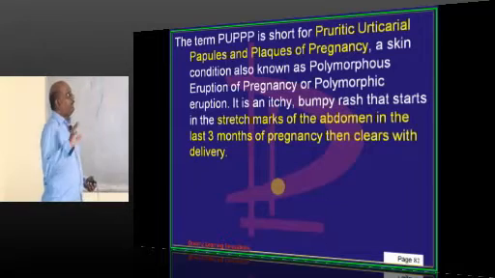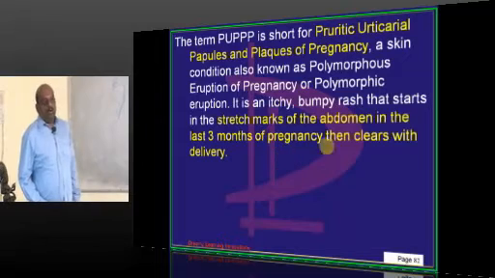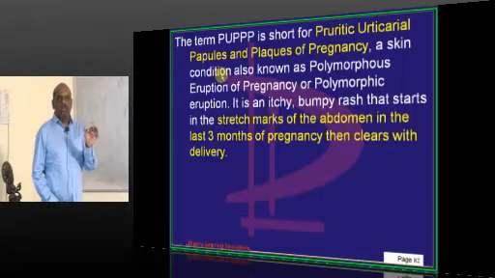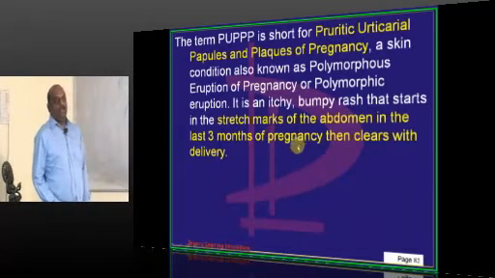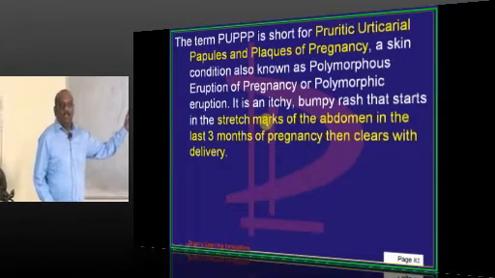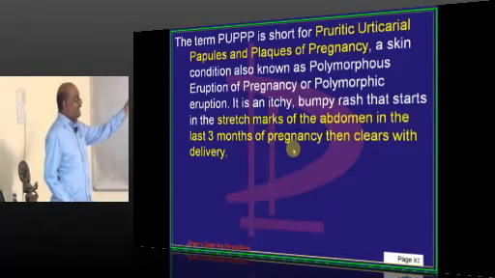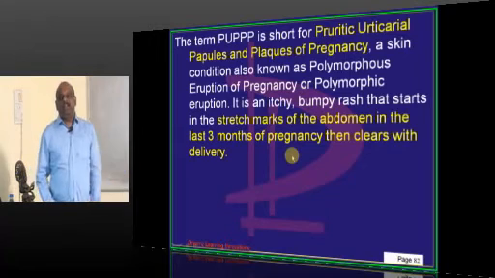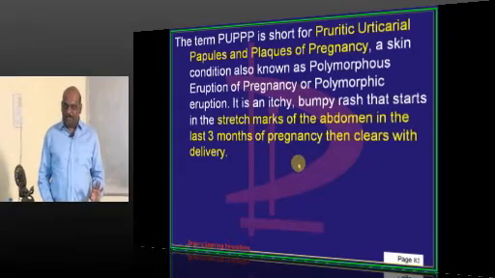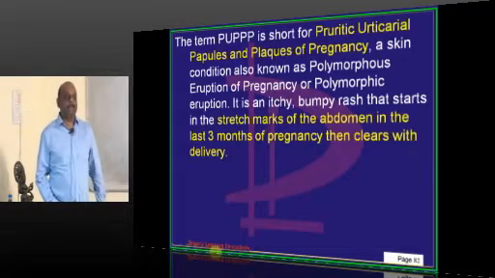Whenever you have a patient presenting with a rash in pregnancy, what is the differential diagnosis that should come to your mind? Most important is called PUPPP, pruritic urticarial plaques and papules of pregnancy. What is the clue to say that this is a case of PUPPP? The most important thing is that the rash will appear on the stretch marks of the abdomen, in the last 3 months of pregnancy, and with the delivery it will clear. Three points you need to know about PUPPP: along stretch marks, last 3 months of pregnancy, and once pregnancy ends, PUPPP also goes away. That is the story of PUPPP.